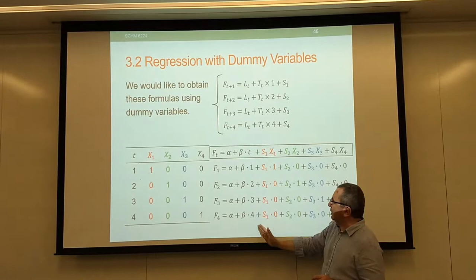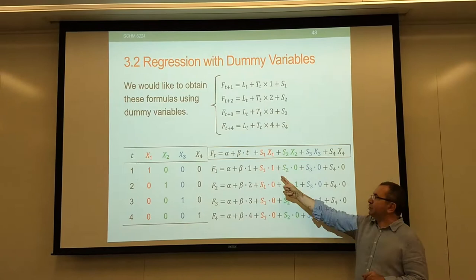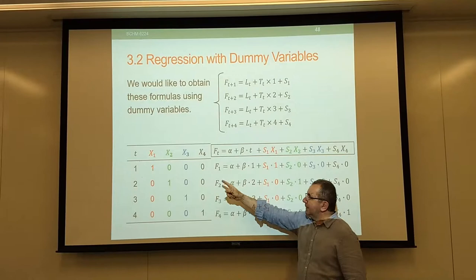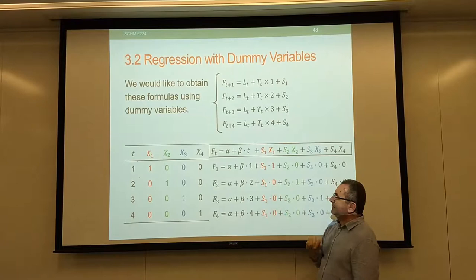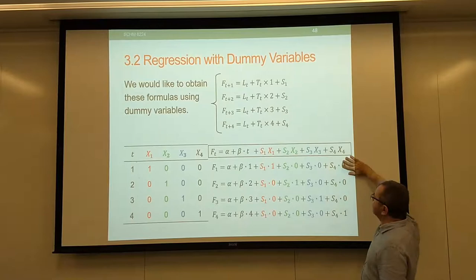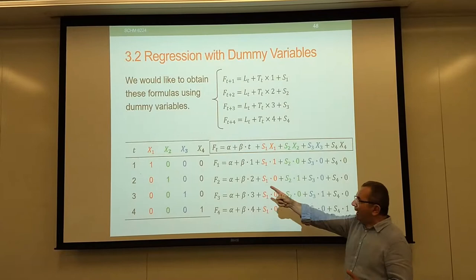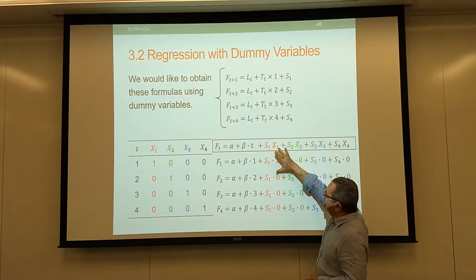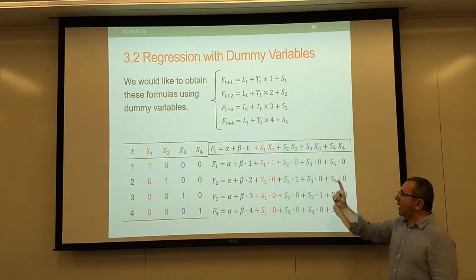So that's the regression line. And then we add seasonality, S1, S2, S3, S4. However, in period one, only X1 is one. So we're gonna have S1 times one. And the other seasonality factors will be multiplied by zero. So effectively, by coding our data like this, we're only including S1 in period one. In period one, we're not including any of the other seasonality factors.